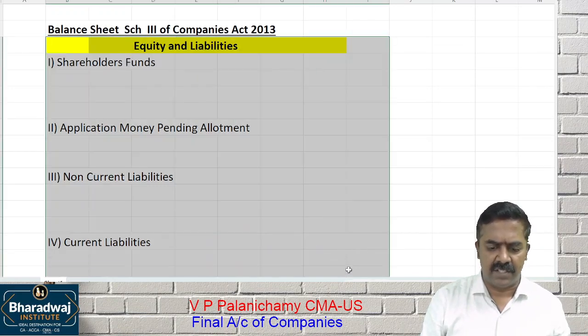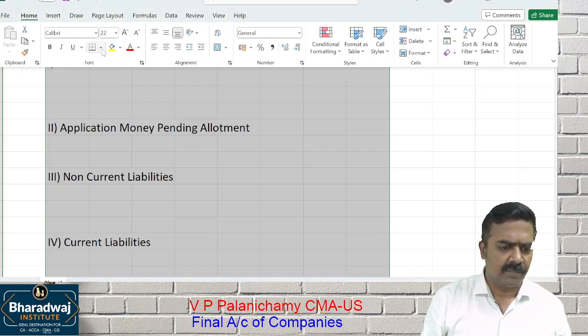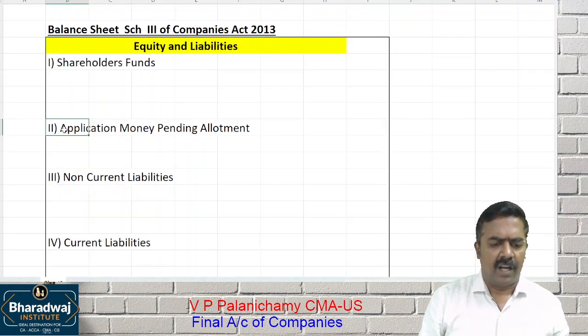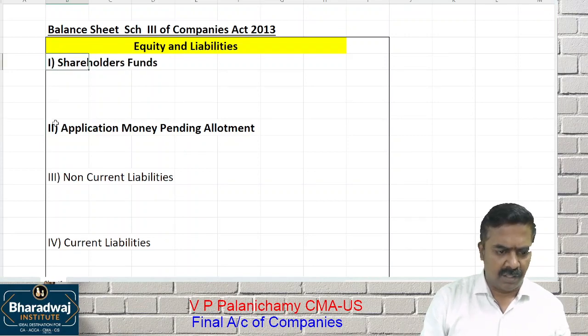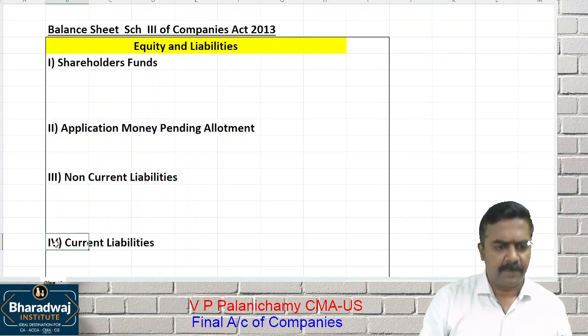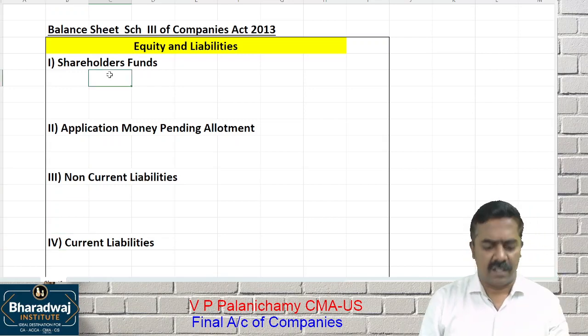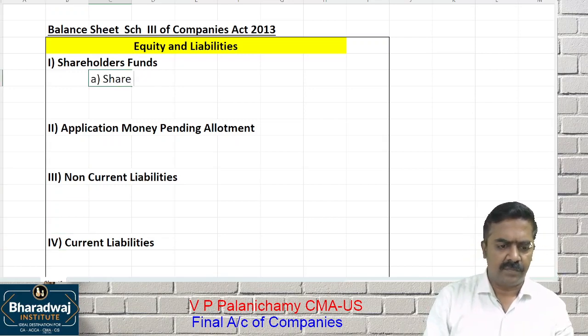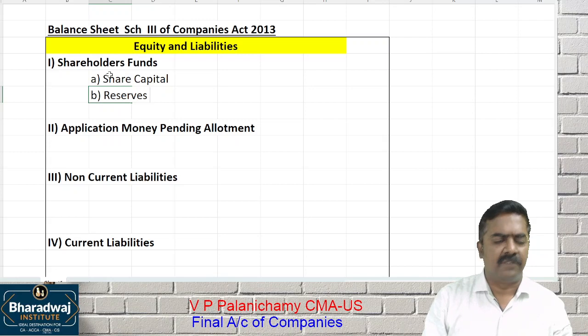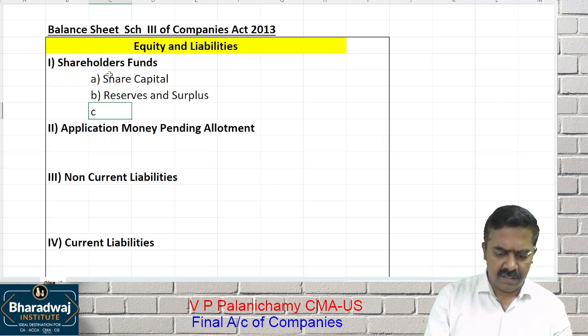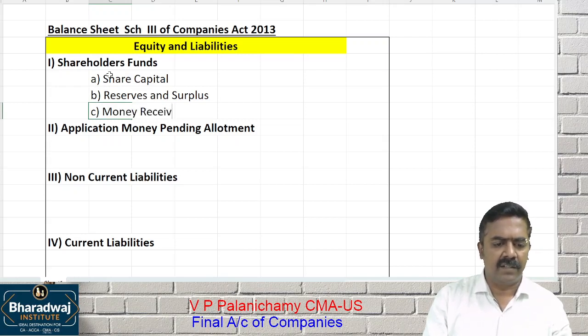These are the four subdivisions of the liability side. What is the first one? Shareholders funds. Second, application money pending allotment. Third, non-current liabilities. And fourth, current liabilities. Now shareholders funds is further classified into: A, share capital; B, reserves and surplus. I'll explain every bit of it because everything can be tested in the exam. They can ask you to prepare working notes for share capital alone, or reserves and surplus alone. Then the third one is money received against share warrants.